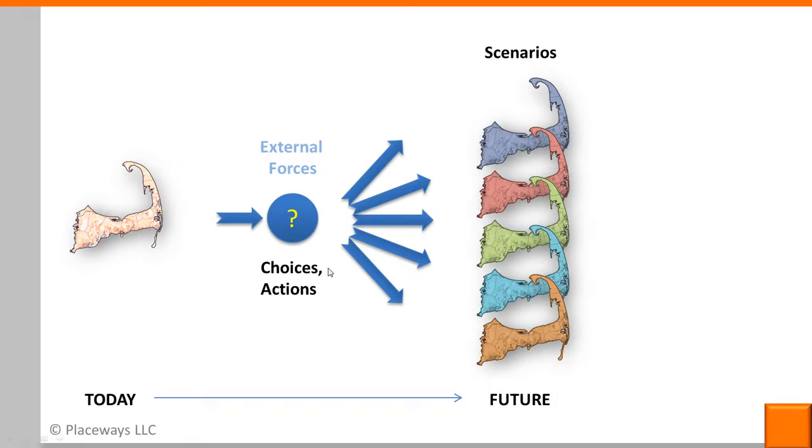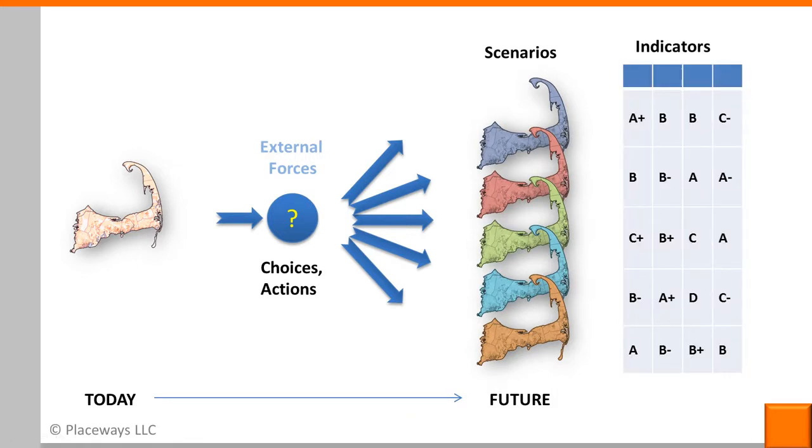One way we study those scenarios is by measuring them using something called indicators. So here, for example, the top Cape Cod is getting an A+ in one category, maybe that's transportation, and a C- in another category, maybe that's water quality. And you can see the other Cape Cods are getting different scores on the same measurements. This is a common analogy. It's called the report card analogy.